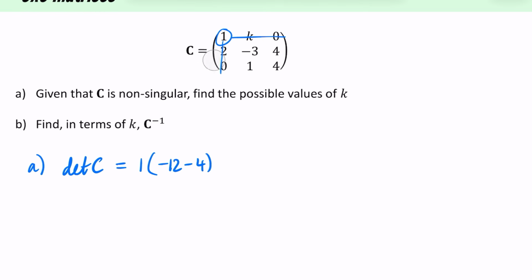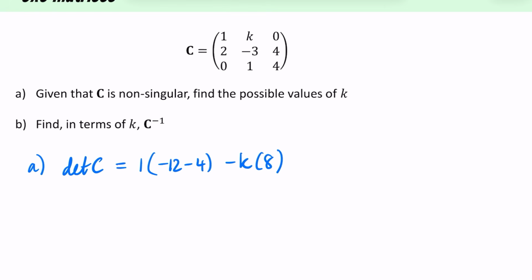And then for the next part of the question, we're going to be focusing on the k part. Remember, it goes with the minus for this. And we're going to do the determinant of this little section. So that's an 8 minus 0. I'm not even going to bother writing the 0.